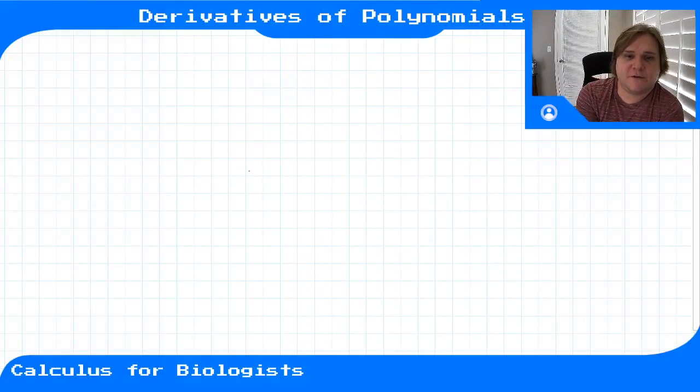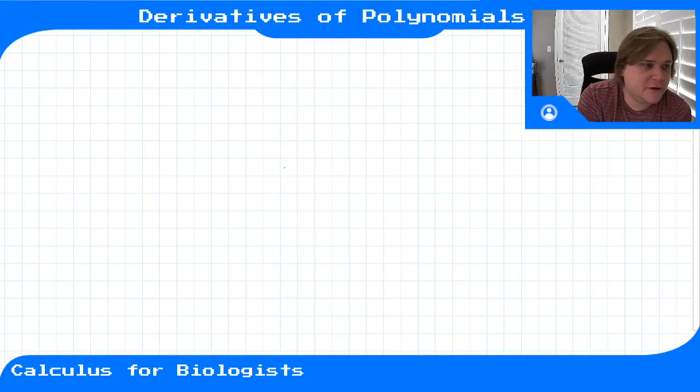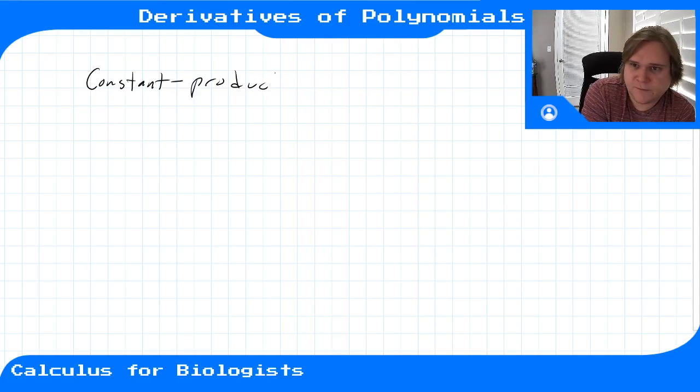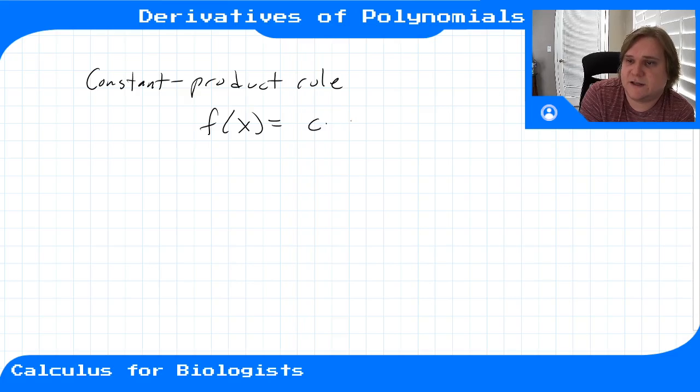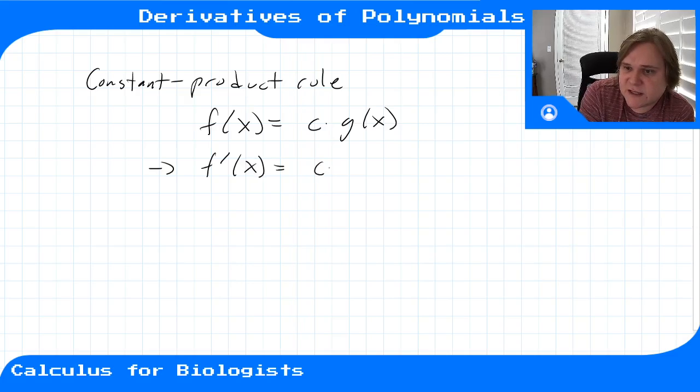Okay, so now that we know the sum rule and the power rule, we just need one more small rule to be able to take the derivative of any polynomial function. Okay, so the last rule we need is the constant product rule, which just says that if you have a function f of x equals a constant times another function, g of x, then the derivative of f is just c times the derivative of g.